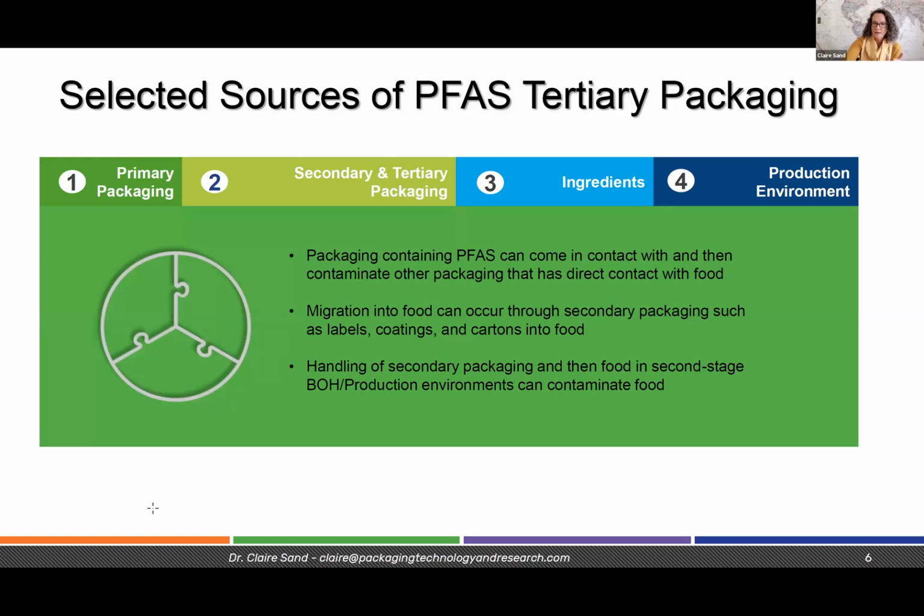One of the interesting things is I was at a labeler just last week, and they said, hey, we need to do some migration work. And I said, yeah, you do. Because the label, and the inks on the label, can migrate through into the food. So we see a lot of movement of chemicals of concern through the label, if there isn't a functional barrier, into the food.